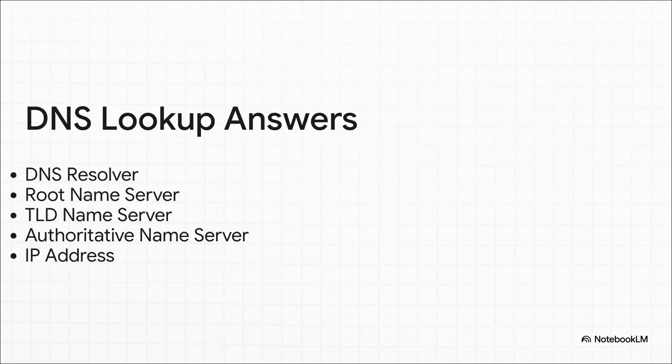Okay, let's check your work against the answer key. Number 1, the browser first hits the DNS resolver. Number 2, the resolver then queries the root name server right at the top. Number 3, it asks the TLD or top-level domain name server for the .com part. Number 4, it finally hits the authoritative name server for the exact record. And number 5, it returns the IP address. Make absolutely sure you have this exact terminology memorized for test day.